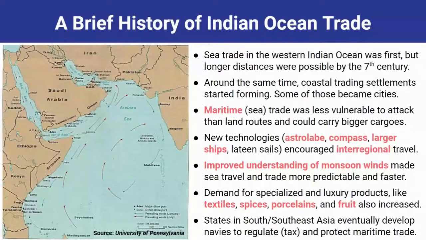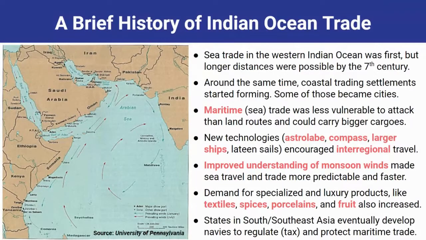So just like I did a brief history of Silk Road trade, here's a brief history of Indian Ocean trade. Sea trade has been around for a while, even in the Indian Ocean. Longer distances start becoming popular around the 7th century, and it's around that same time that trading settlements start forming, and then some of those settlements become major cities.